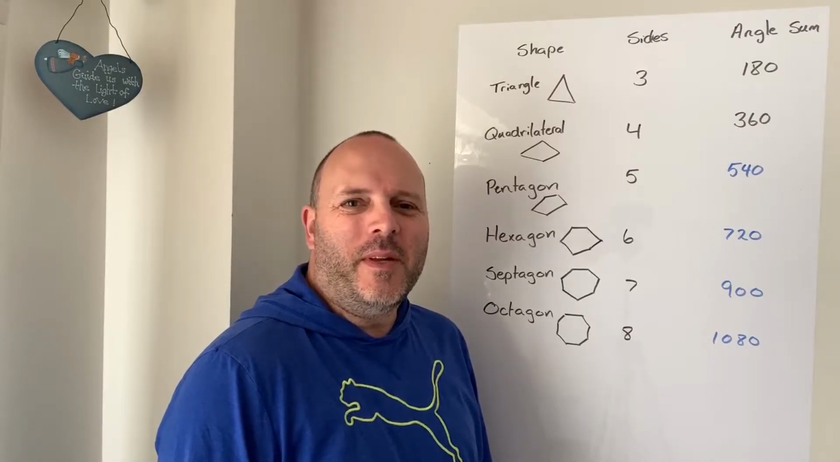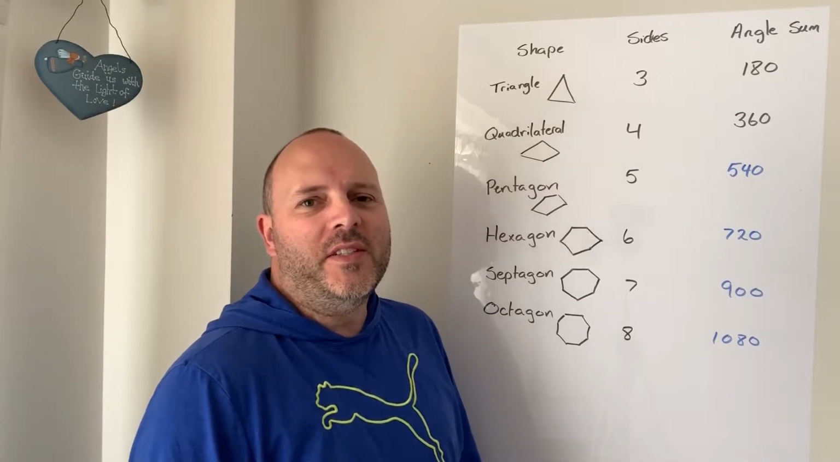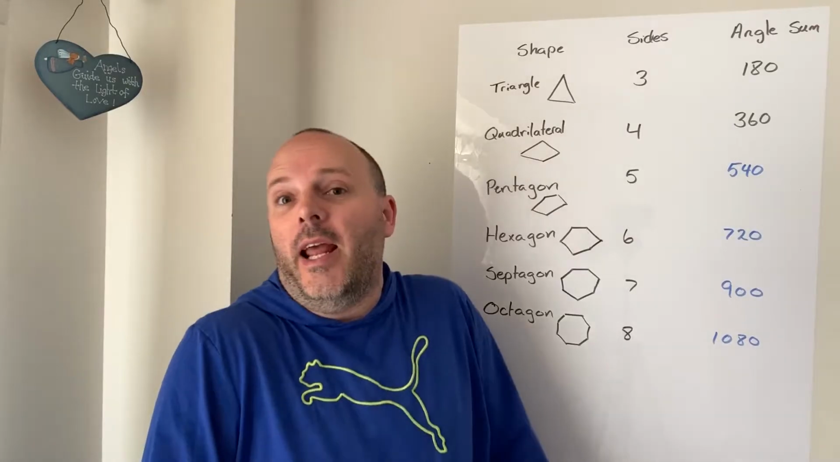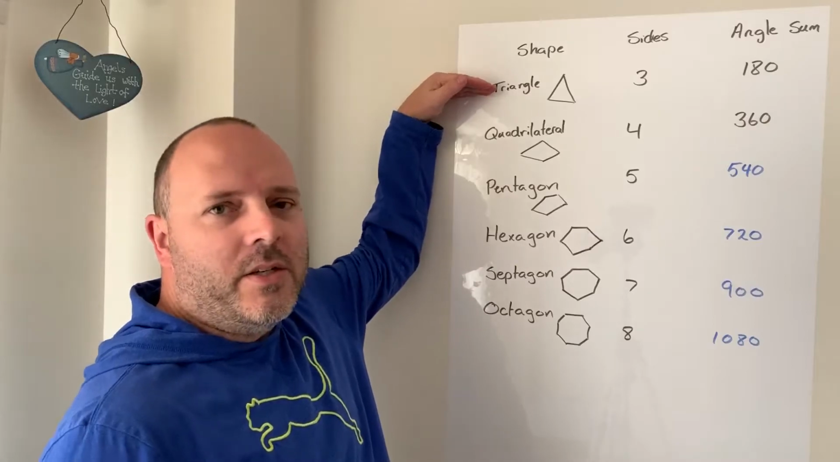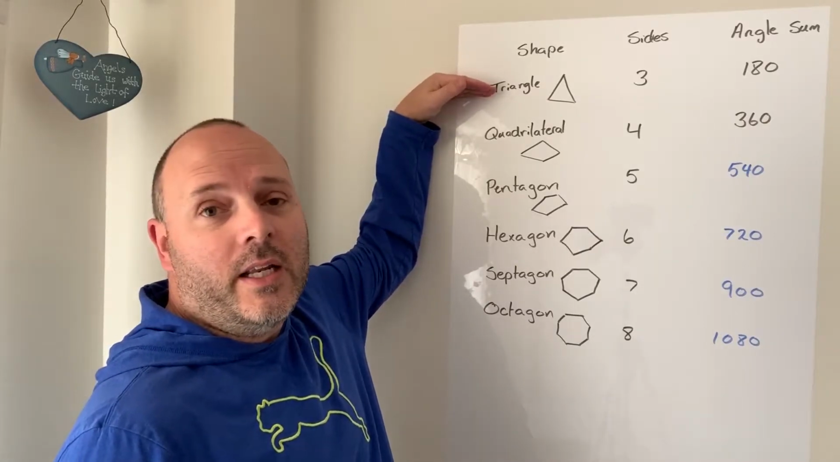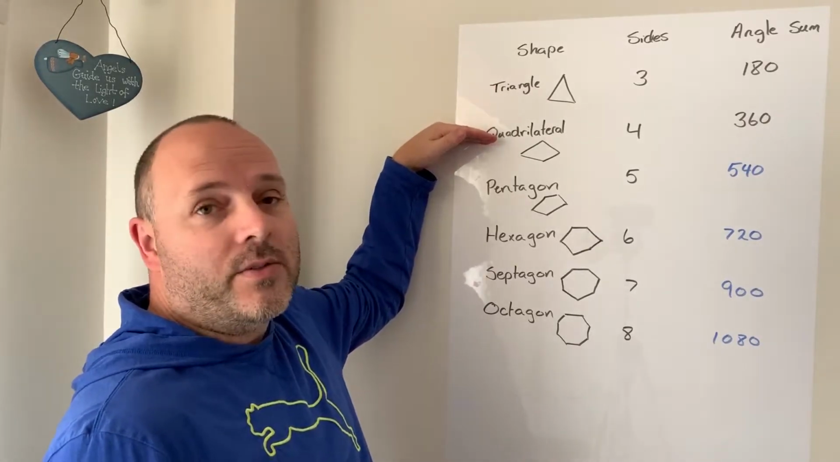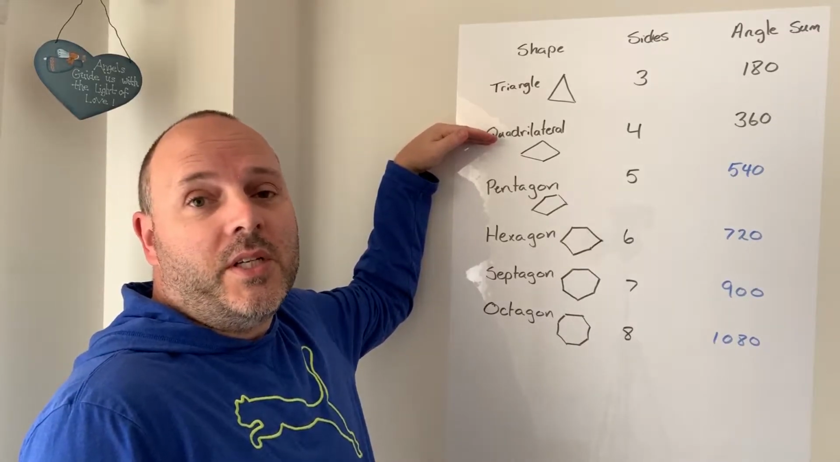In this video, I want to take a minute to explore what is the sum of the interior angles in any polygon, doesn't matter what size. Now, we already know that if we add up the interior angles of a triangle, that's 180 degrees. And if we add up the interior angles of a quadrilateral, that's 360 degrees.